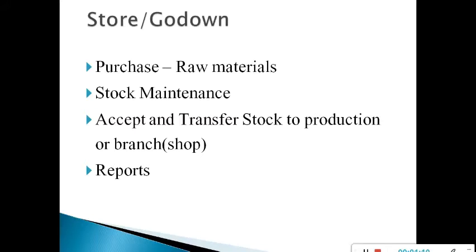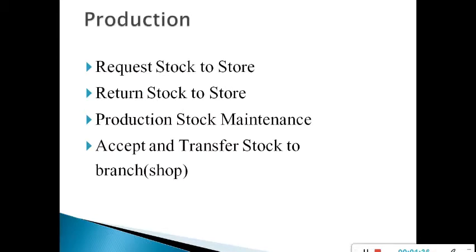The store comprises purchase of raw materials, stock maintenance, opening stock, then accepting and transferring stock to the production or branch. Sometimes the branch also requests raw materials like cool drinks or anything, and in a similar way they will request the production center also. The store will have all the purchase and stock maintenance reports. The production center will request stock from the store, and they will also return unwanted, expired or damaged stock to the store.